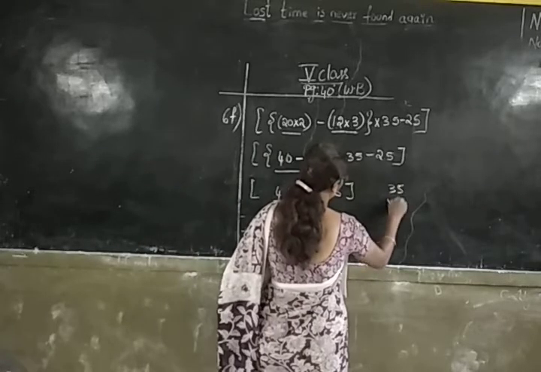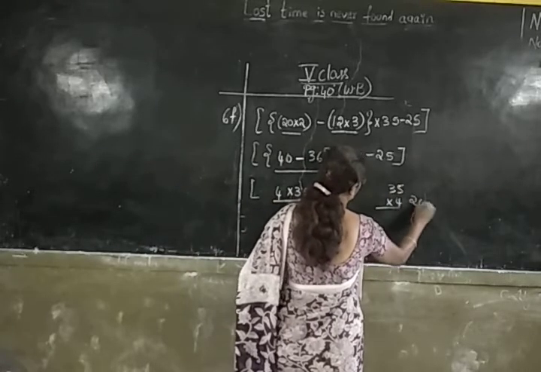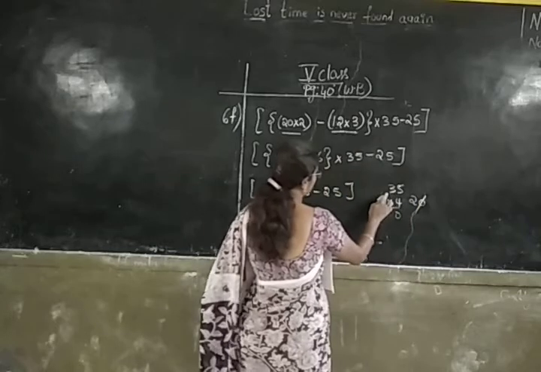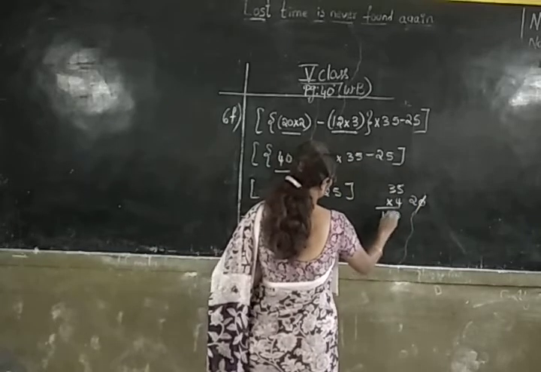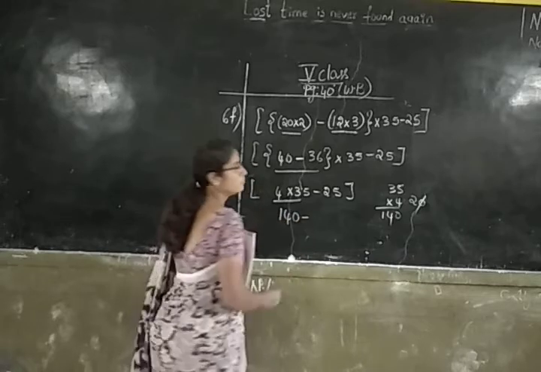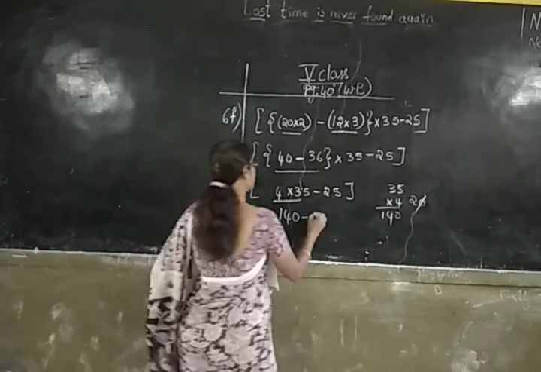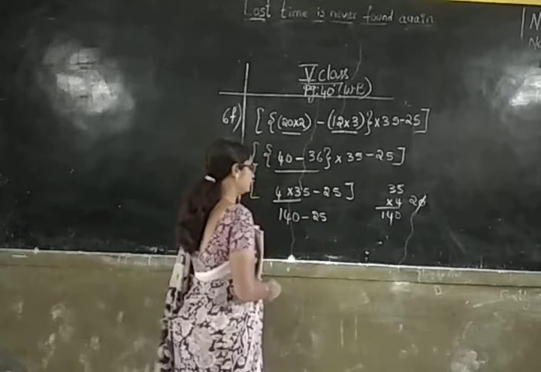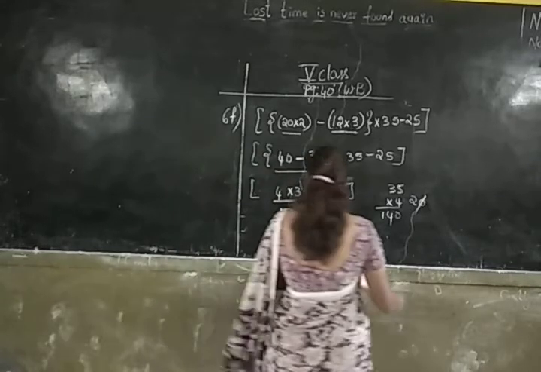So 35 into 4. 4 5s are 20. 4 3s are 12. 12 plus 2 is 14. So here the answer is 145. 145 minus 25.